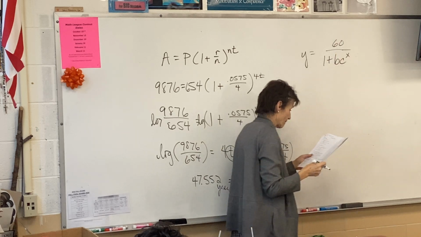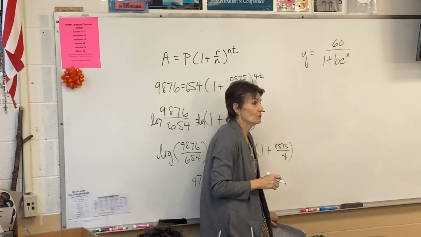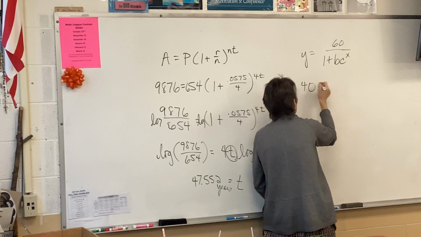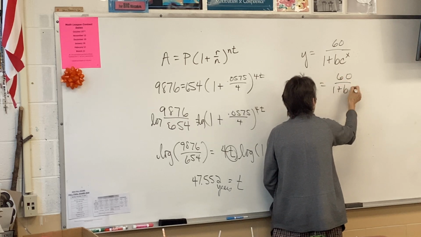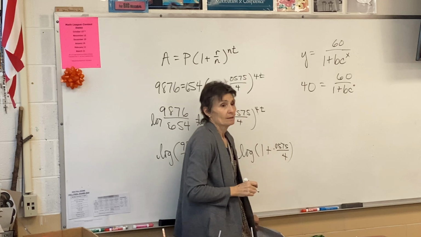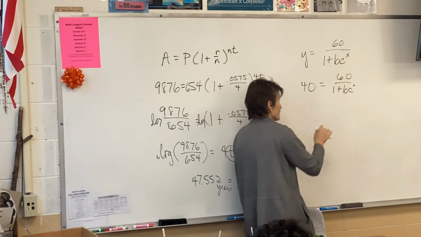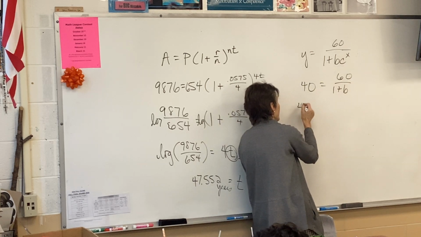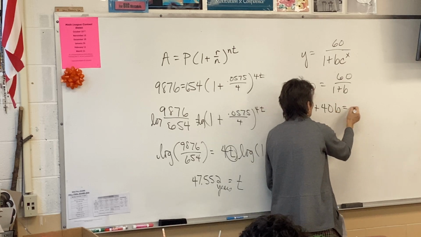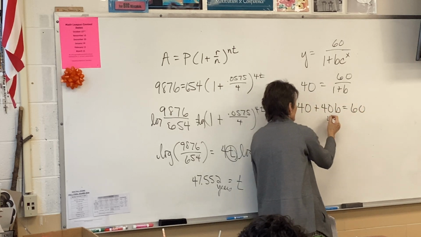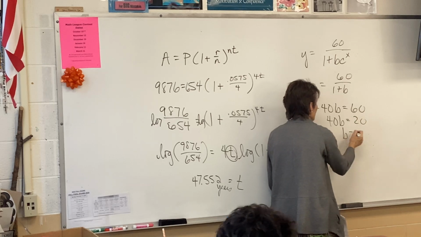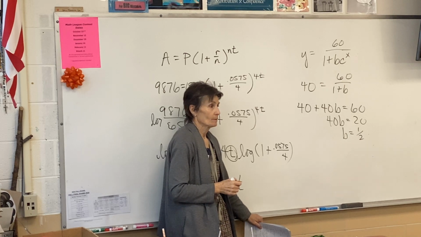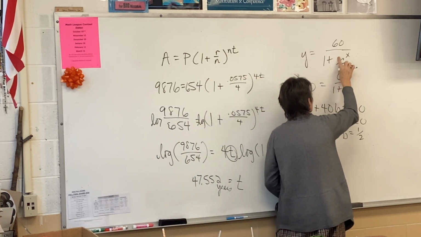Y is 40. The initial value is 40. Which means when I put 0 in for X, I'm going to get 40 for y. Well, c to the 0 is just 1. So I'll multiply this over. Wait, why did that just cancel? So it looks like 40b equals 20 and b equals 1/2. So then I can put 1/2 right here.